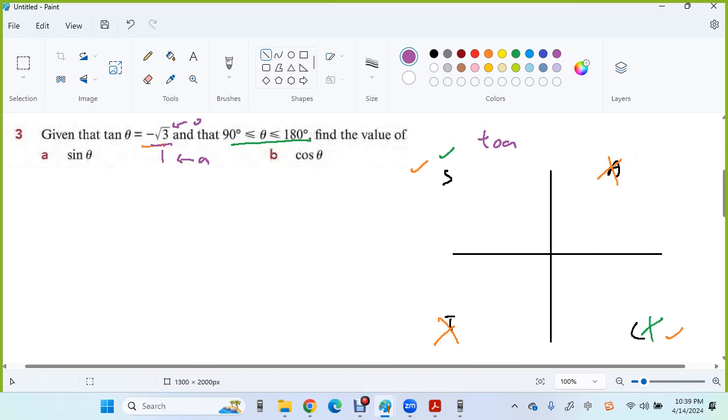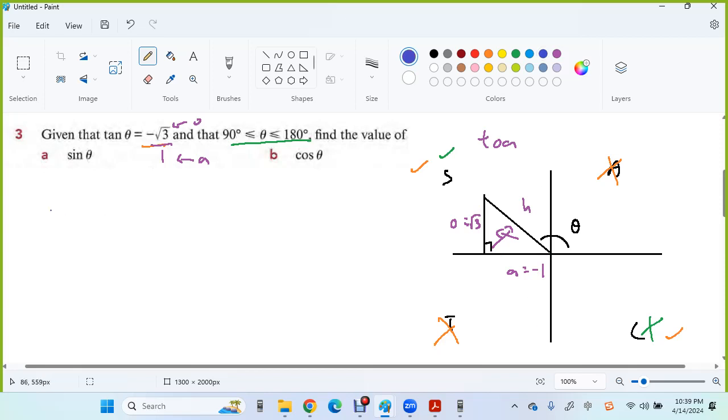So we have a 90 degree here. So theta is in the second quadrant. So this is opposite, hypotenuse, adjacent. So we have O over A. So the O is square root 3, A is 1. Upward positive. Left hand side negative here.